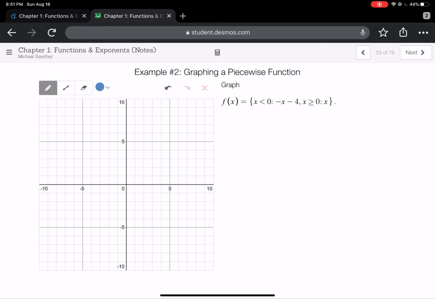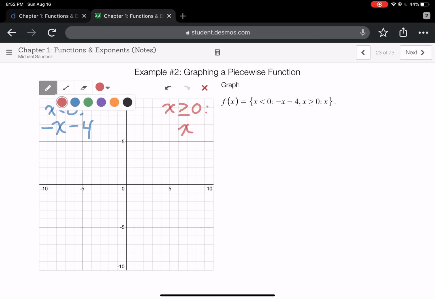So because x is less than 0 is to the left of the graph, I'm going to write that one out here. And that's the piece of the function that pertains to x is less than 0. And then x is greater than 0 is to the right. So I'm going to go ahead and do this. And then my function is just x.